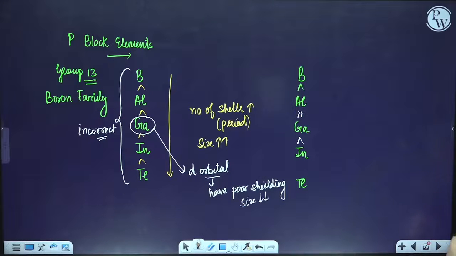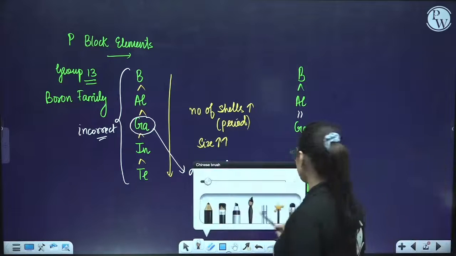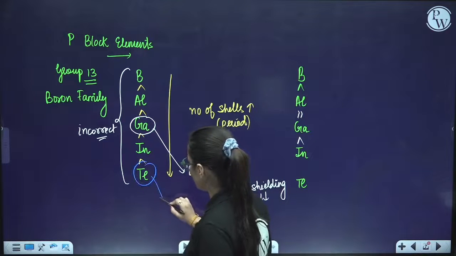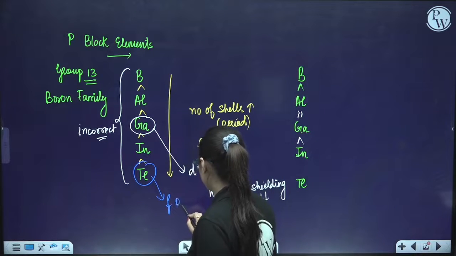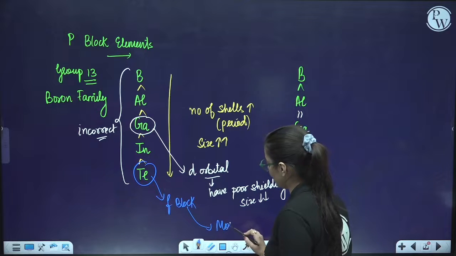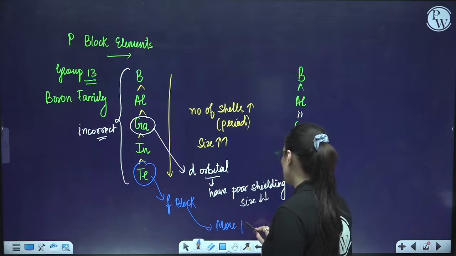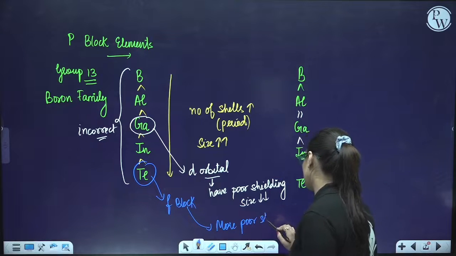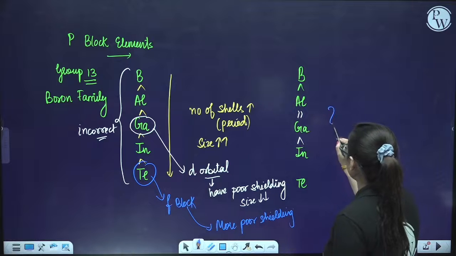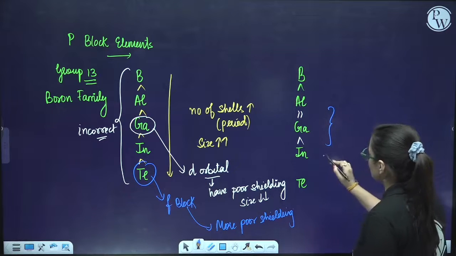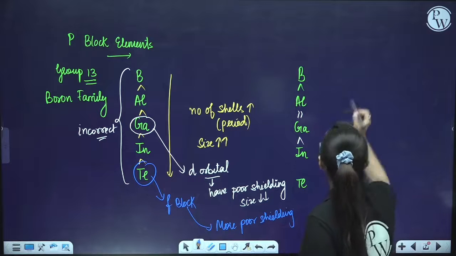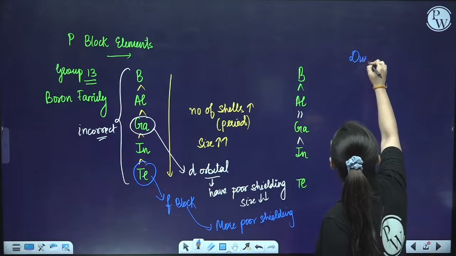Done? Now students, over here also again contraction will occur in the same case. In thallium we have the F block. The F block has more poor shielding in comparison to the D block. More poor shielding. Now this is basically the contraction of D block elements, and in thallium, if I talk over here, this is due to lanthanoid contraction.